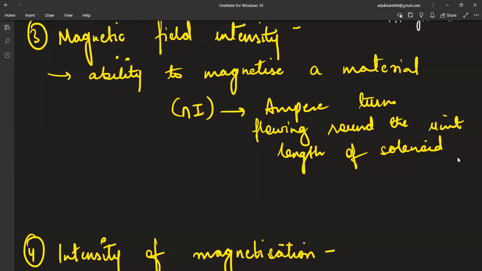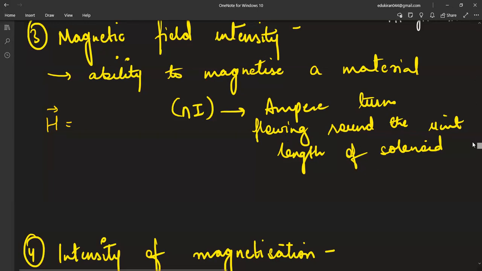So mathematically, they are totally different, because magnetic induction is the number of field lines divided by area. Field lines of force divided by area will give you magnetic induction. But magnetic field intensity is related to current. We represent magnetic field intensity by the symbol H. This is the ampere turns flowing around the unit length of the solenoid.